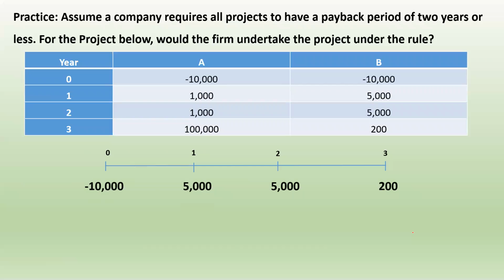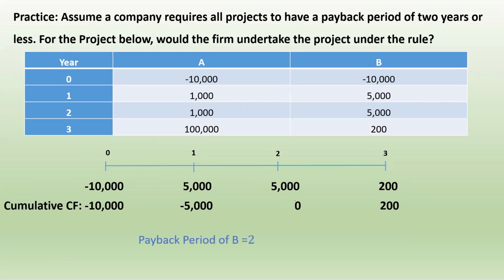For project B, the cumulative cash flow for t equal to 0 is negative 10,000, t equal to 1 is negative 5,000, and t equal to 2 is 0. So we know the payback period of project B is 2. So we should accept B.